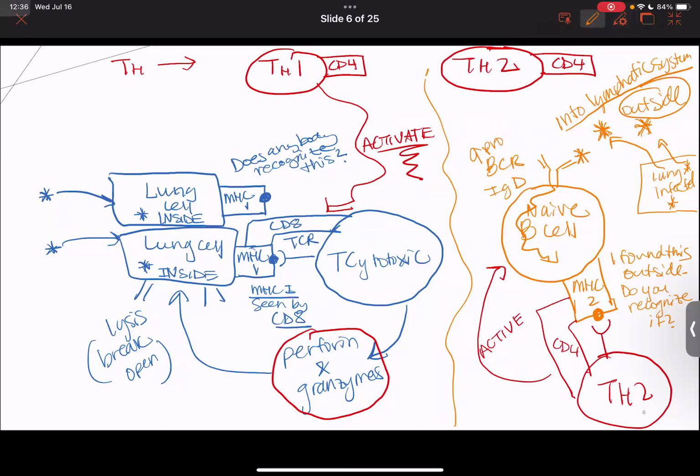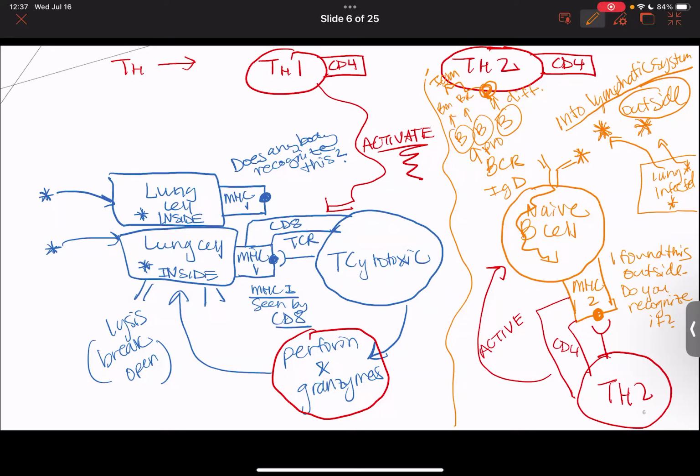Proliferate into B, B, and B. Naive, naive, naive. And then differentiate. We'll be more specific here. We'll differentiate into B memory, B regulator, and plasma. Plasma cells are effectors, and these will make first IgM, and then switch eventually to IgG, et cetera, like we discussed. Are we tracking?